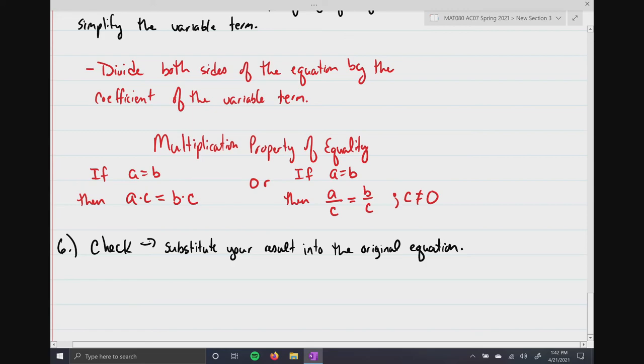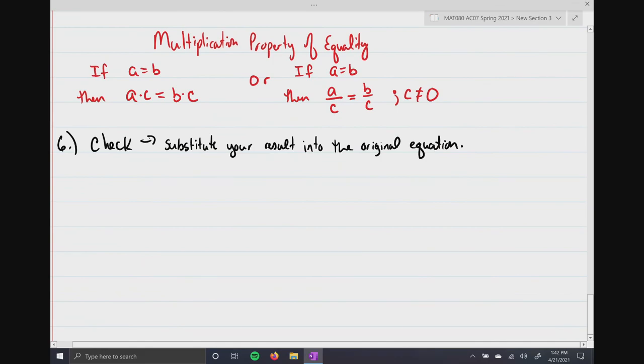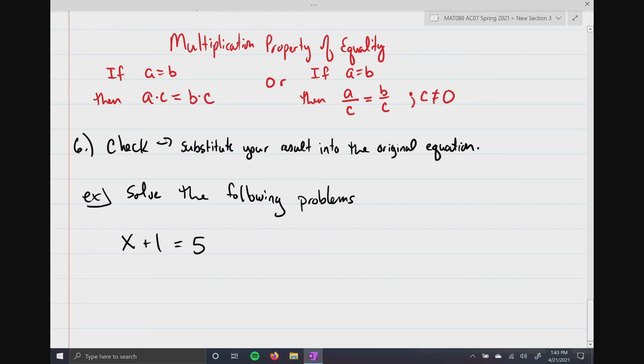All right. So I'm going to scroll up just a little bit here. And we're going to solve the following problems. Okay? And we're going to do the very first one that we did at the very start of class that I gave us, that we guessed on. X plus 1 equals 5.